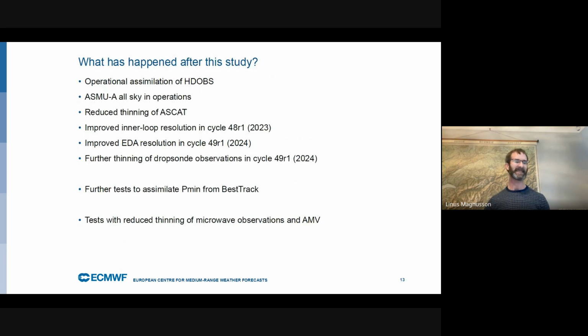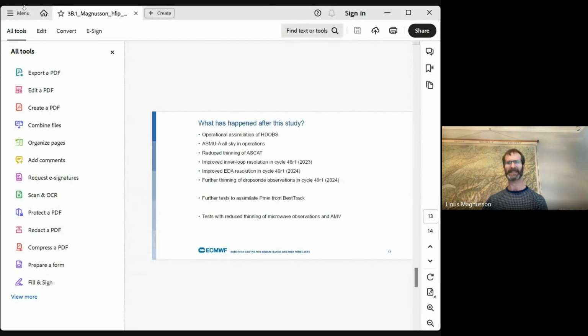So after this study, we have continued to work. So now we operationally assimilate the flight level data for HD obs. The all sky M3 is operational. We reduced the thinning of ASCAT. And we have also improved the resolution on different aspects in the data assimilation. And we continue to test the assimilation of the best track data. So I'll stop there and take questions in the discussion, I believe.